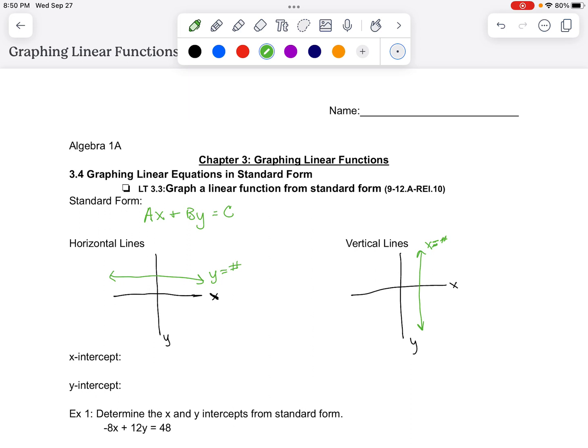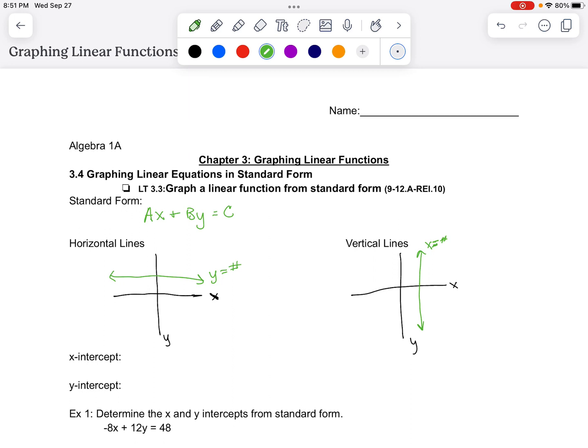It's a y equals. So I like to think of it of what axis is it crossing. So if I'm looking at the horizontal line, that line is going through the y-axis. Therefore, it's going to be a y equals. Same thing with the vertical line. That vertical line is going through the x-axis. So it's x equals.